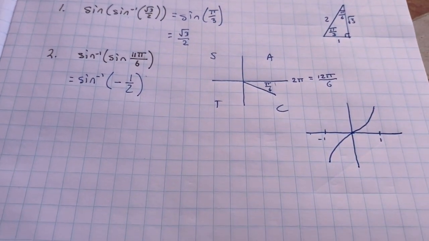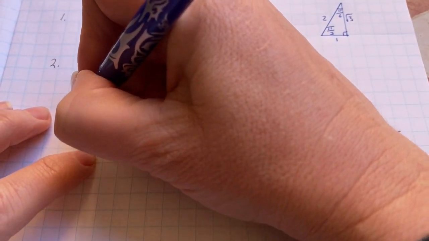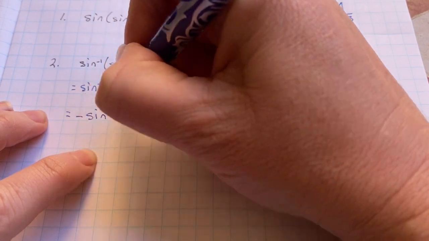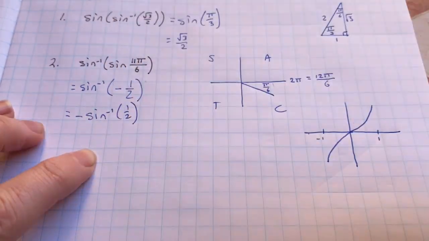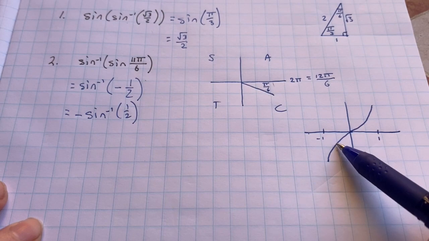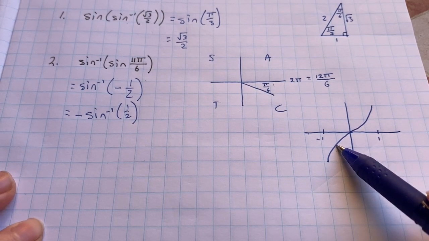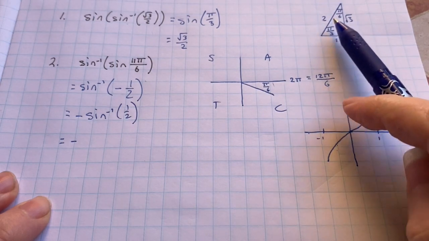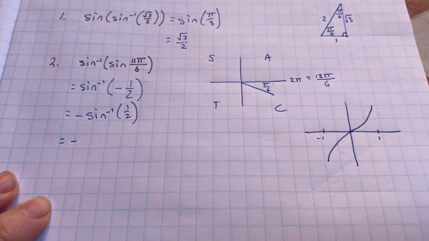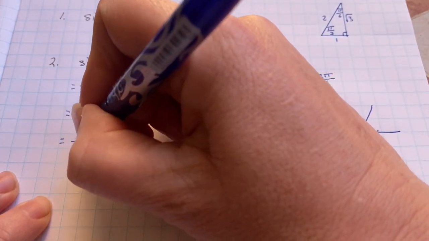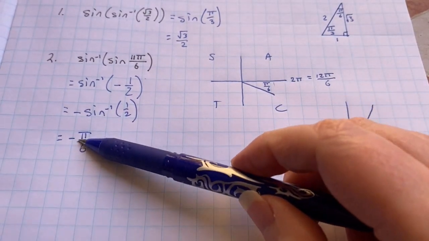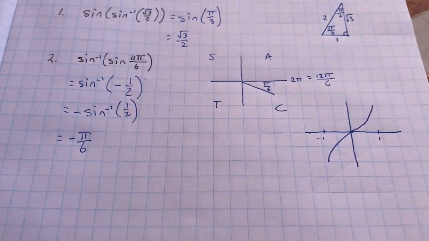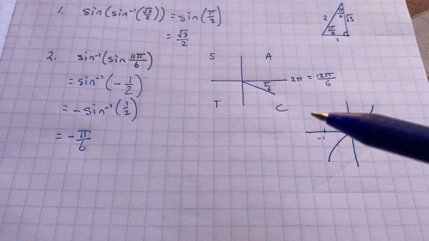Now we just saw before that that is equal to the negative sine inverse of half. If we look on this graph, it is going to be down here somewhere. So that's negative. So sine inverse of half using up here is going to be pi on 6, negative pi on 6. Now this time the sine and the sine inverse did not cancel each other out.